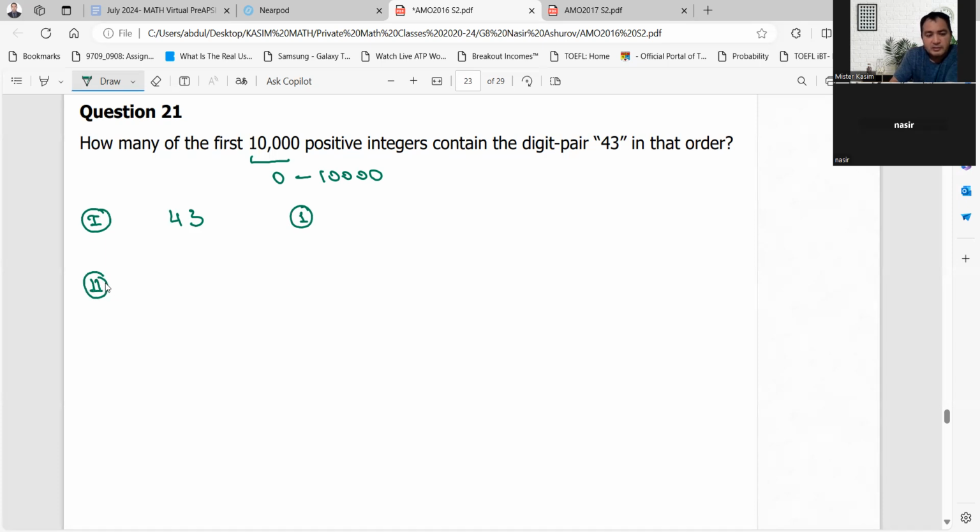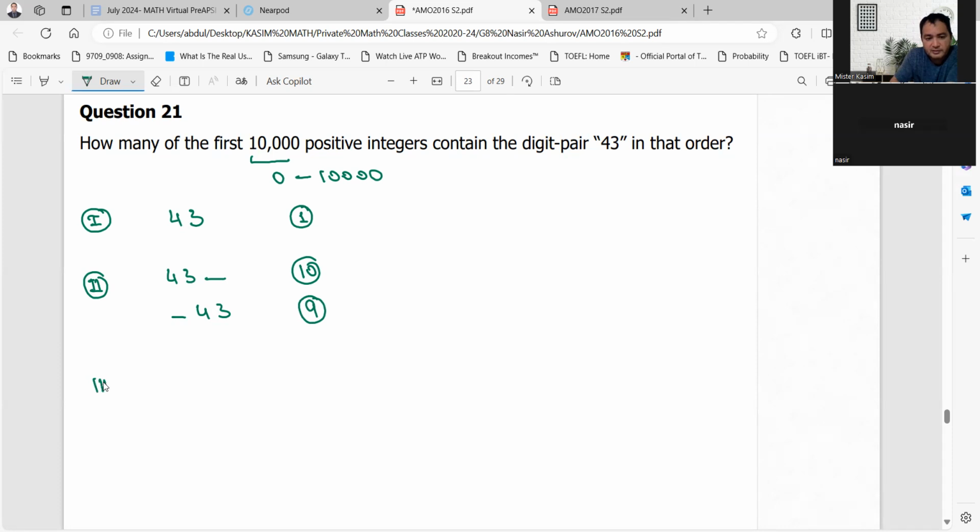And how about among the three-digit numbers? 43 may appear in the first two digits, right? Or in the last two digits, right? If it is 43, how many such numbers are there? 10, right? How about the second case? 9, because the first digit cannot be 0, right? We are talking about a three-digit number.